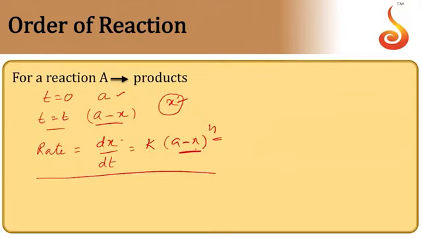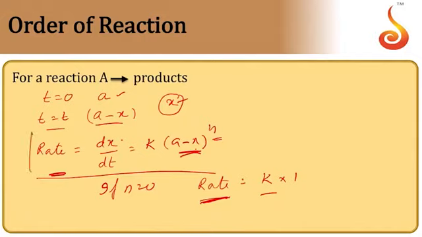Now, if we integrate the differential equation, we are going to get different integrated forms. For example, if n is equal to 0, that is for a zero order reaction, then rate becomes equal to k into 1, because anything to the power 0 becomes 1. So rate became equal to the rate constant k. That implies that the rate of reaction is completely independent of the concentration of reacting substances in the case of a zero order reaction.